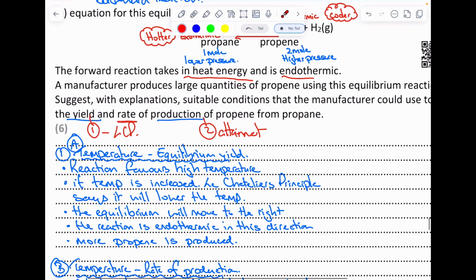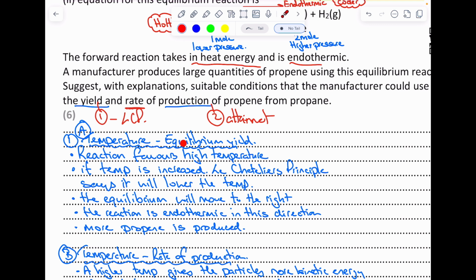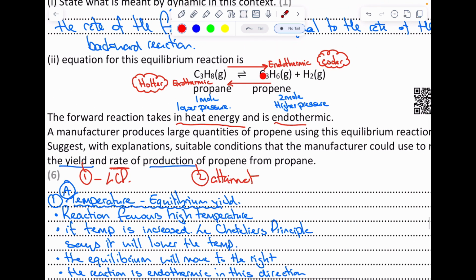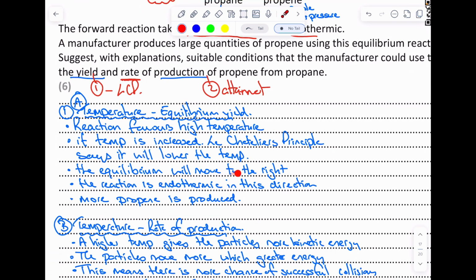First one is looking at temperature in terms of equilibrium. And what I'm going to say here is this reaction favors a higher temperature. The reason why is because if we increase the temperature, according to Le Chatelier's principle, the reaction will try and lower the temperature. To lower the temperature, to make it cooler, this reaction is going to come to the right, and therefore the amount of propene is going to increase. So the equilibrium will move to the right, because the right direction is endothermic, and more propene is going to be produced.